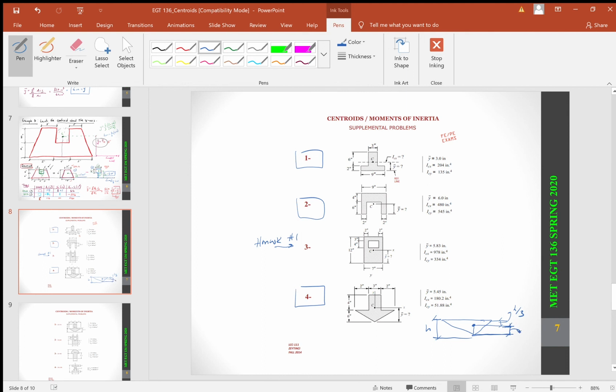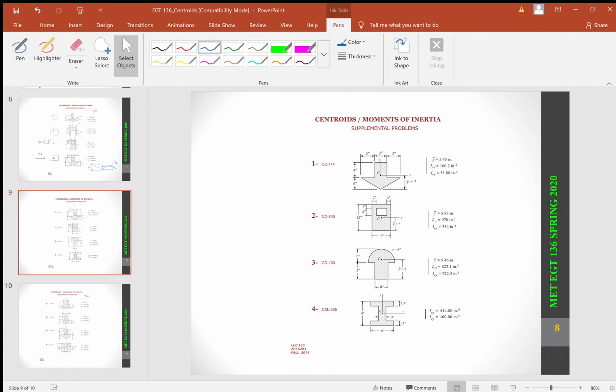So I want you to do number 2, number 3, and this is going to be your 4th one. That's 4 questions that I would like for you to do. Again, these are your answers. This particular one doesn't have an answer, but here's an answer right here. Oops, that's on the previous sheet.